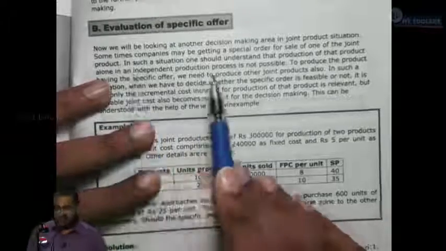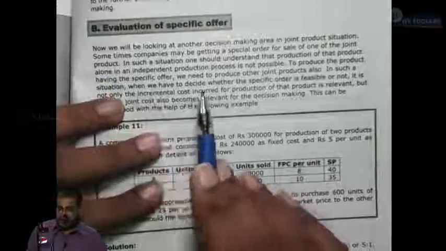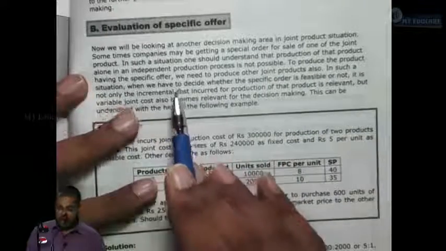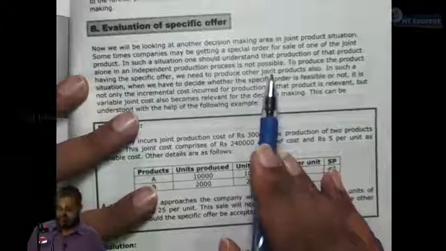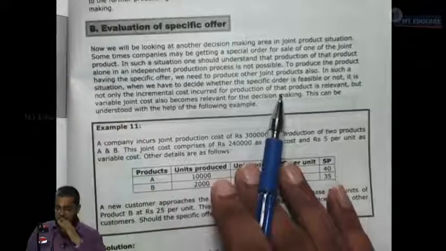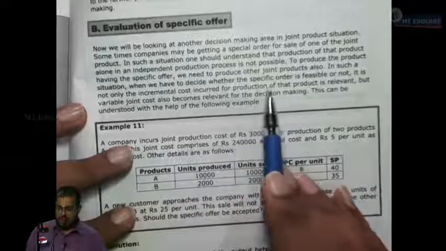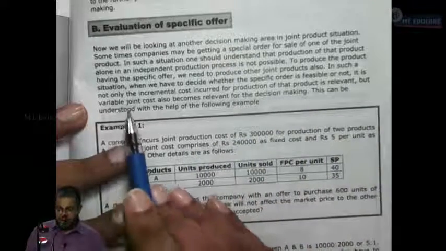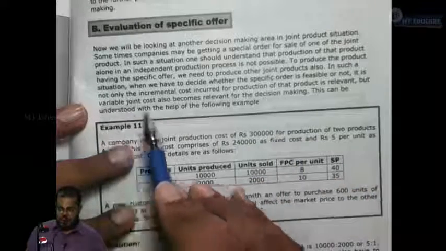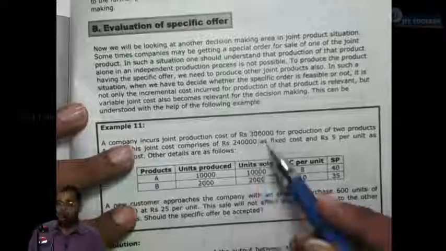Sometimes a company may be getting a special order for sale of one of its joint products. In such a situation, one should understand that production of that product alone in an independent production process is not possible. To produce a product having a specific order, we need to produce other joint products also. When we have to decide whether the specific order is feasible or not, it is not only the incremental cost for production of that product that is relevant, but the variable joint cost also becomes relevant for decision making. This can be understood through the following example.